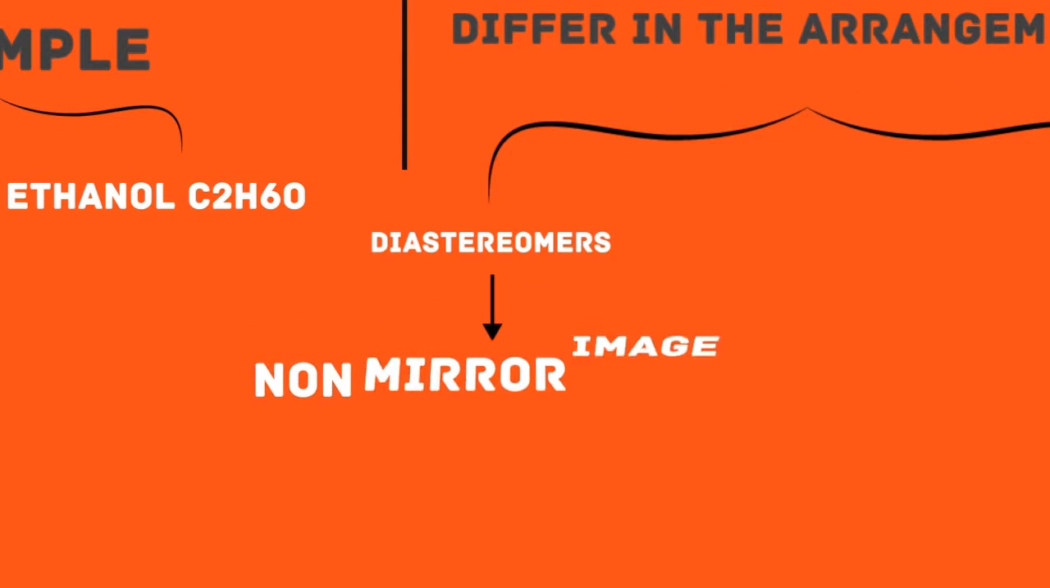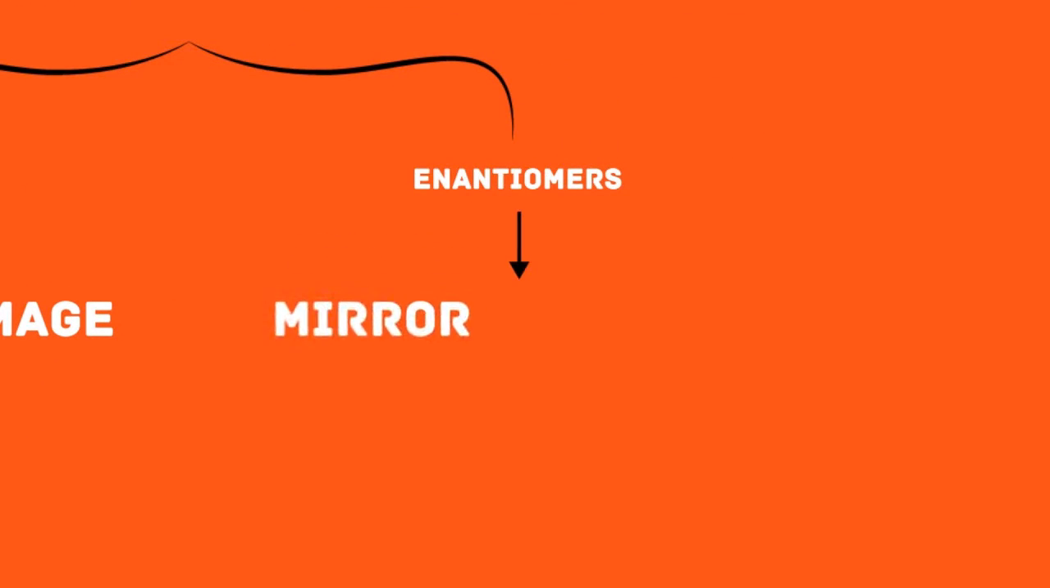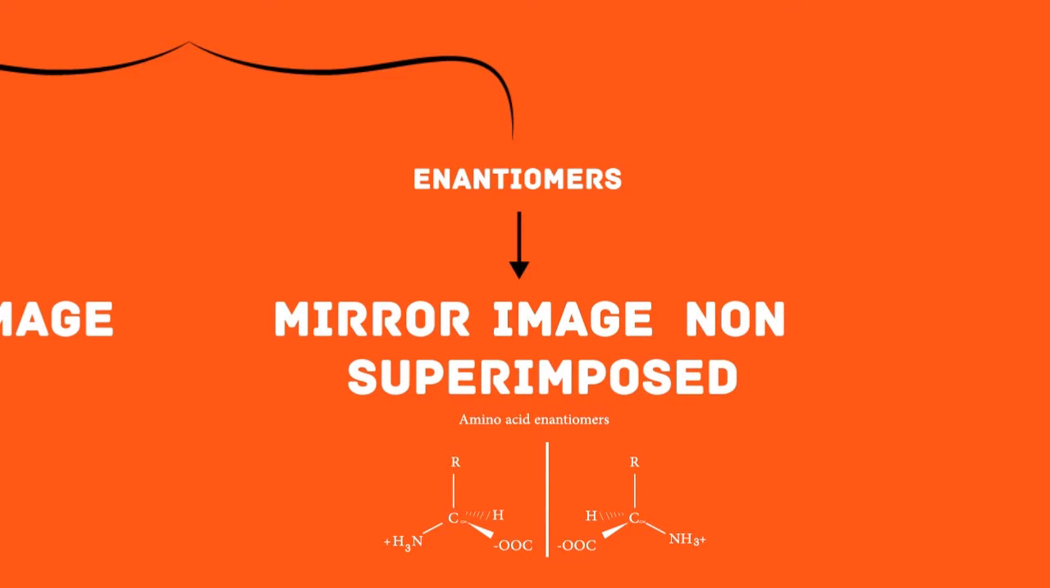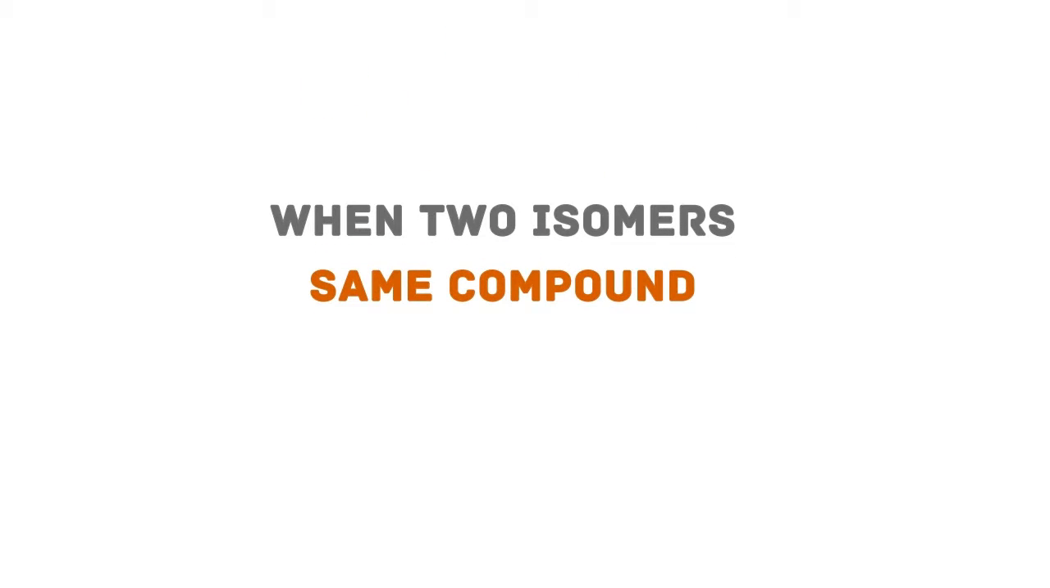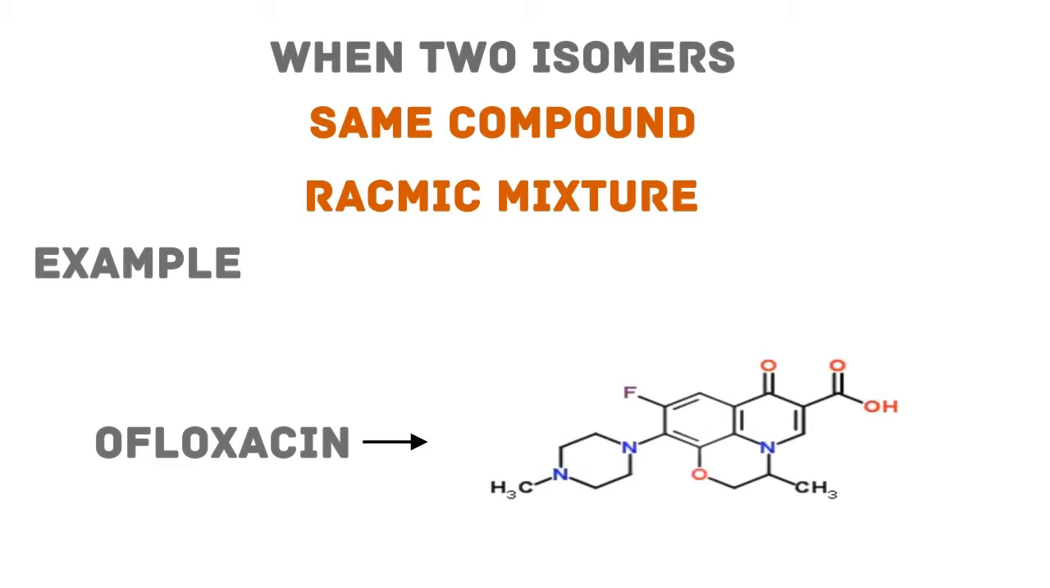Stereoisomers are divided into: 1. Diastereomers, which are not mirror images of each other, while enantiomers are stereoisomers that are mirror images and not superimposable. When 2 enantiomers are in the same compound, the compound is called a racemic mixture, for example, ofloxacin.